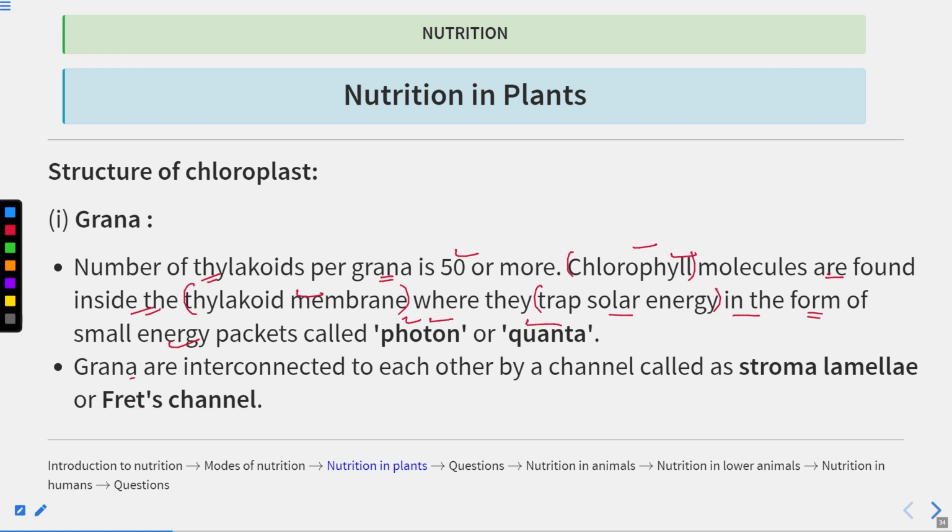Now, the grana are interconnected to each other by a channel called the stroma lamellae. I've already told you, these are grana. They are made up of stacks of thylakoids, and these are interconnected with the other grana, like this. So this is another grana, and this channel is known as the stroma lamellae.